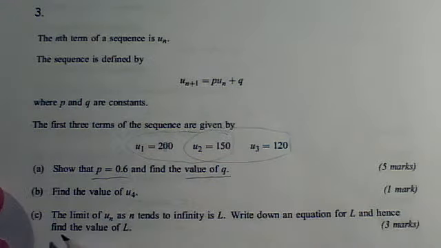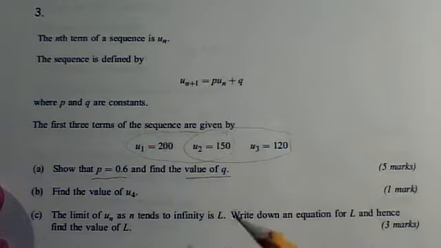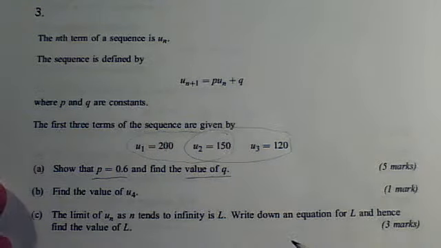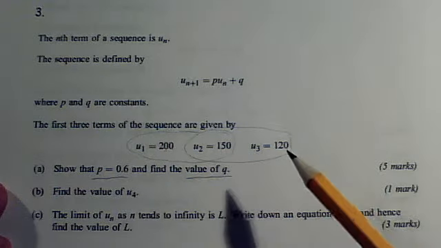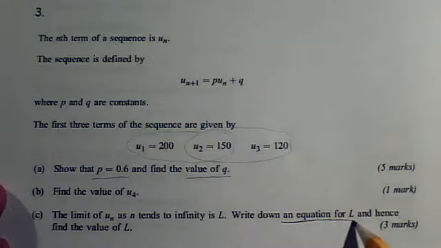And then in part C, we're told that the limit of un as n tends to infinity is L. So if we keep going, generating more terms, they'll get closer and closer to this value of L. But in order to get any marks for this question, you don't need to generate any more terms. In fact, it's wrong to try and get L that way, because we want the exact value of L. And there you have to use the idea that we generate an equation for L.